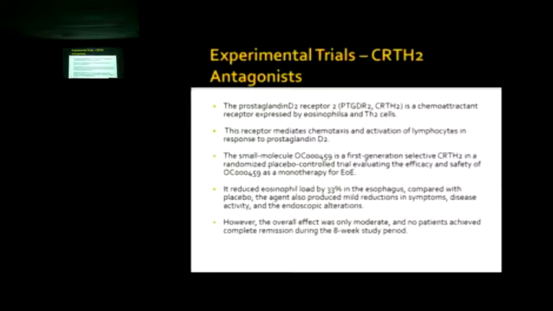So prostaglandin D2 receptor, or CRTH2, is a chemoattractant expressed by eosinophils and TH2 cells. And this mediates chemotaxis, attraction of eosinophils, and activation of lymphocytes. And there was this clinical trial, a randomized placebo-controlled trial, and they found that it significantly dropped eosinophils in the esophagus compared to placebo. It had a mild reduction in symptoms and disease activity. It was very promising, at least. This was a first-generation drug. And nobody went into complete remission, but it was definitely pointing us in a direction that there might be some benefit here.